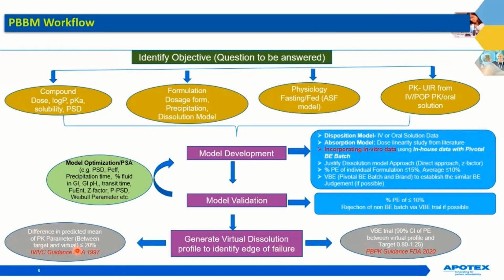The first approach is taken from the IVIVC guidance, US FDA 1997. In this approach, the difference in predicted PK parameter between the target, where here the target is the pivotal biobatch, and the virtual profile should be no more than 20%. The second approach is from the PBPK guideline, FDA 2020. In this approach, the 90% confidence interval of the point estimate between the virtual batch and the target profile should be within 0.8 to 1.25.